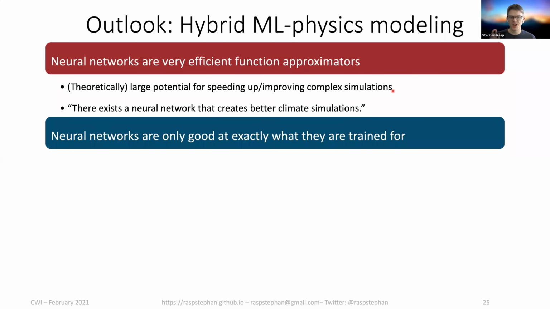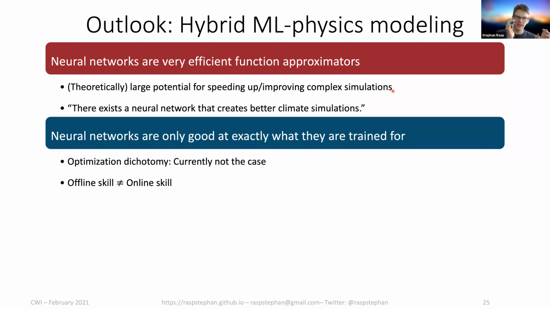Another fact is neural networks are only good at exactly what they're trained for. They're very good at what they're trained for, but we're currently not training them for what we actually want. We're training them for something else and then hoping that they'll do well on what we actually want to get out of our simulation. And evidence has shown that this is not always the case. So if you just train a neural network offline and it does really well, and then you look at online skill, that does not have a lot of correlation. Now, all of these things are also true for random forests, for example, which are actually a popular choice for this research as well because they're more bounded than neural networks.